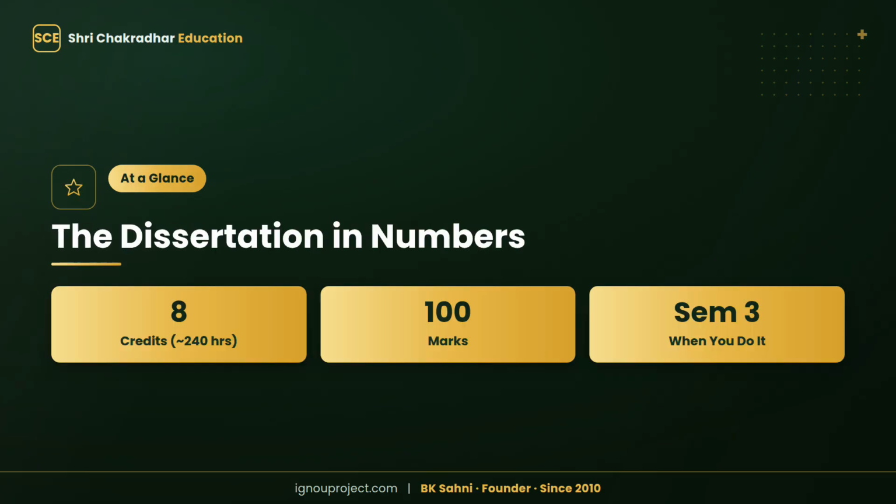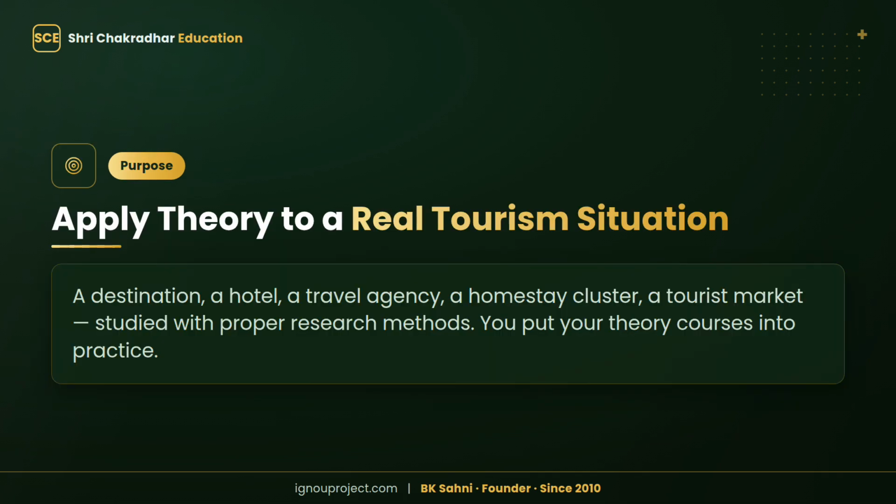Now, what is this dissertation? It is an 8-credit, 100-mark compulsory research project, and it sits in semester 3 of the program. 8 credits means roughly 240 study hours of work. This is not a weekend assignment. Its purpose is practical. IGNOU wants you to step out of the textbook and into a real tourism situation. A destination, a hotel, a travel agency, a homestay cluster, a tourist market. And study it with proper research methods.